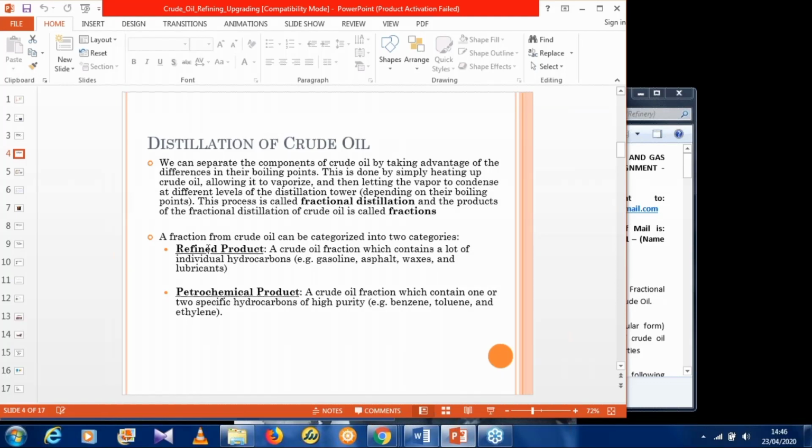Okay. Now, the fractions of crude oil can be categorized into two categories. Take note of this, please. You have the refined product and the petrochemical product. The refined products are the products that contain individual hydrocarbons, as we have it as gasoline. Those are the refined products. While the petrochemical products contain one or more specific hydrocarbons, like a combination of more than one hydrocarbon.